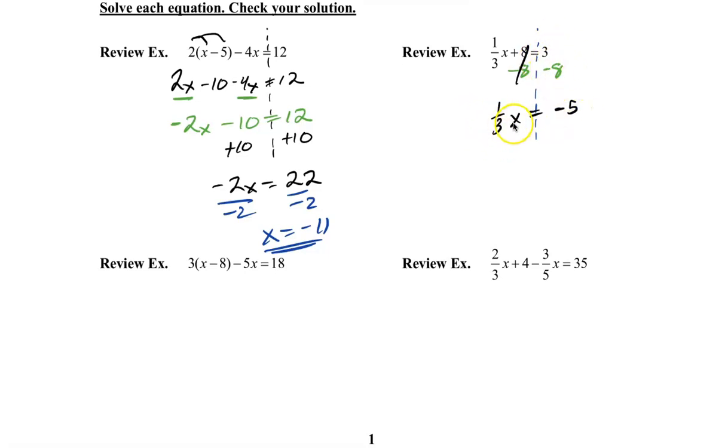Now I have 1/3 x, right? The way you get rid of the 1/3 is multiply by the reciprocal. So we're going to multiply both sides by 3 over 1. That 5 is over 1 if you're not sure. Over here, these cancel out. You just get x. And on this side, just multiply across. Negative 5 times 3 is negative 15 over 1, or just negative 15.